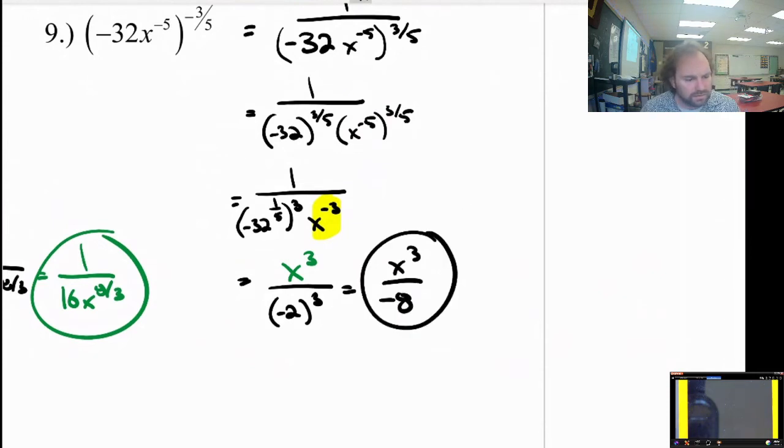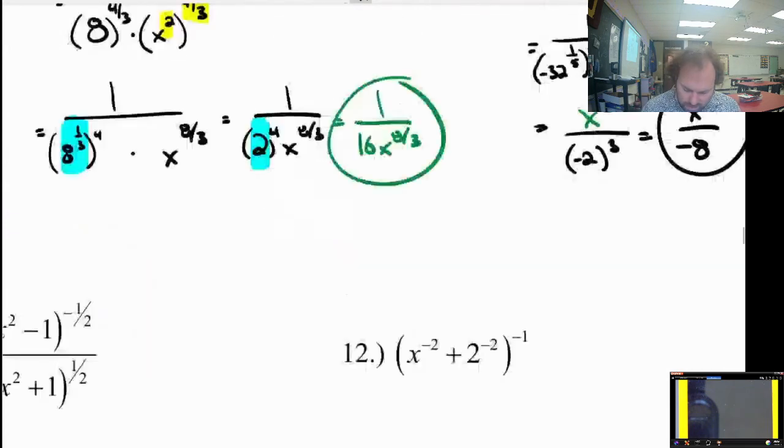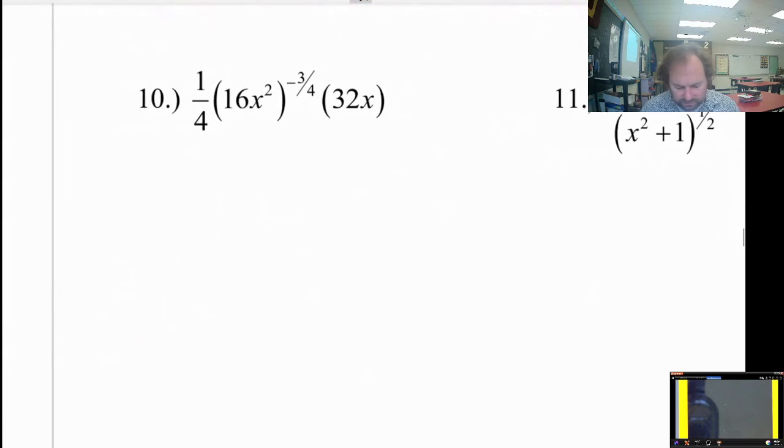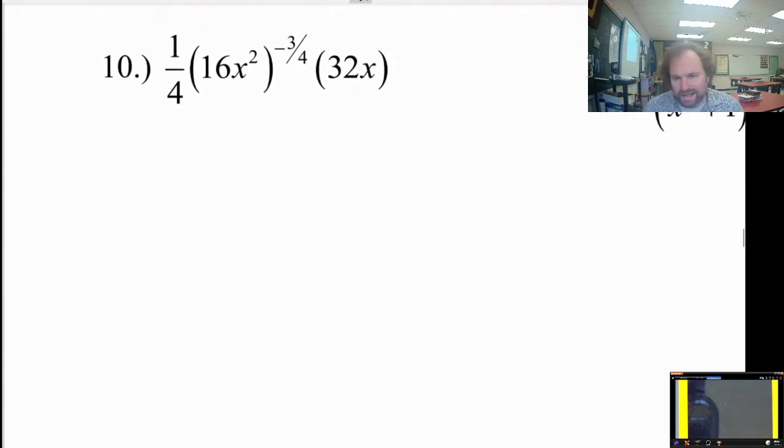Does the answer key I'm looking at agree with me? It does. All right, let's do one more. These are going to start getting kind of stupid and complicated, but not too terrible, honestly. Okay, all we have here is more stuff.